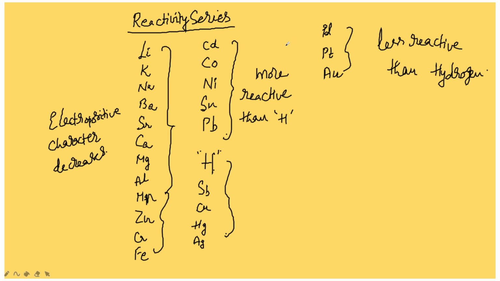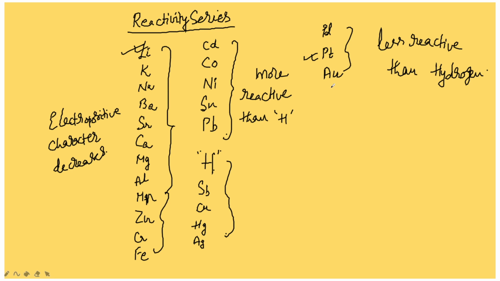So what is the use of this reactivity series? A metal which occurs at the top of the activity series is more active since it can lose electrons readily and change into positive ion. That's why electropositive character is decreasing. So lithium occurring at the top of the series is the most active metal, and platinum occurring at the bottom of the activity series is the least reactive metal.